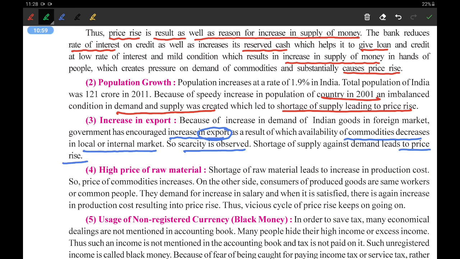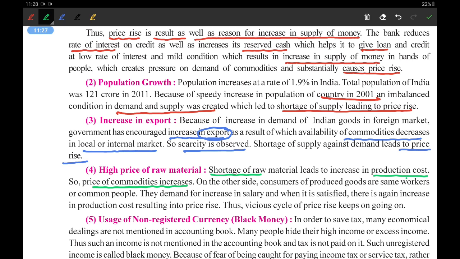The next reason is high price of raw material. Okay, if the raw material is high priced, the finished product will be more expensive. We know that. Shortage of raw material leads to an increase in production cost. Ultimately the production cost will increase, so the price of commodities increases, and it will also lead to an increase in the end product price.